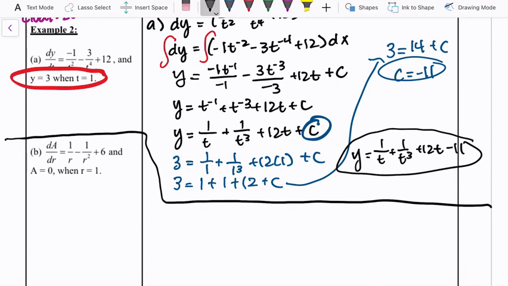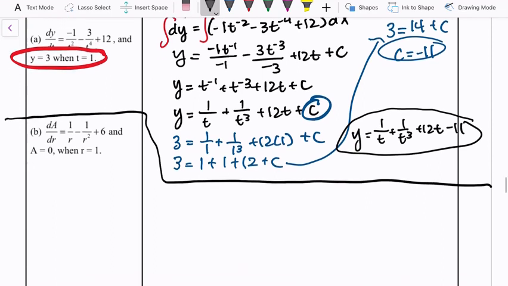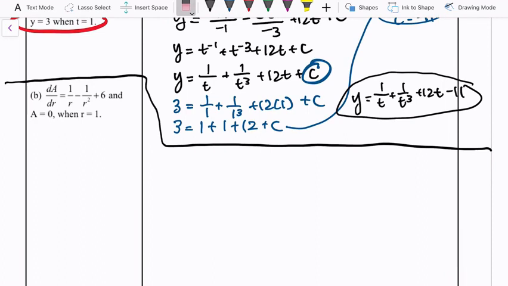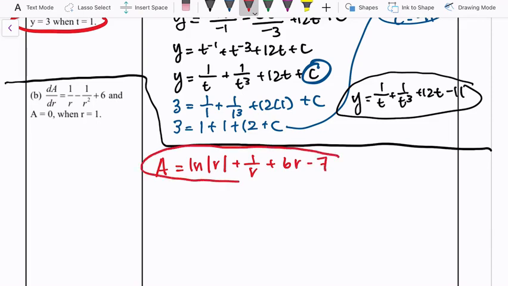All right, welcome back. I'm going to write up our answer. We'll check it and see how we did. So our particular solution to this differential equation when A is equal to 0 and r is equal to 1 should be A equals the natural log of the absolute value of r plus 1 over r plus 6r minus 7. So here's our official answer.